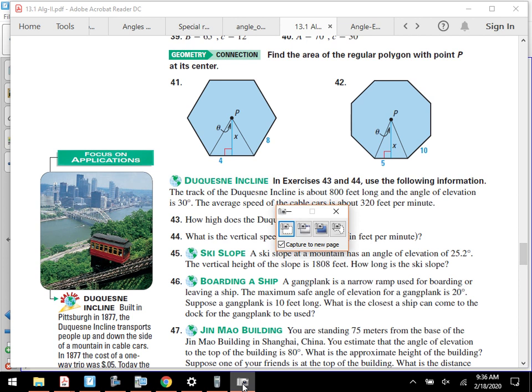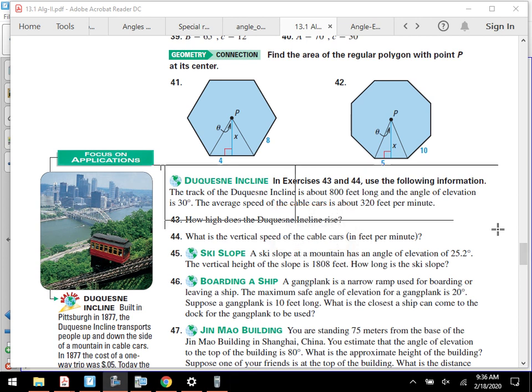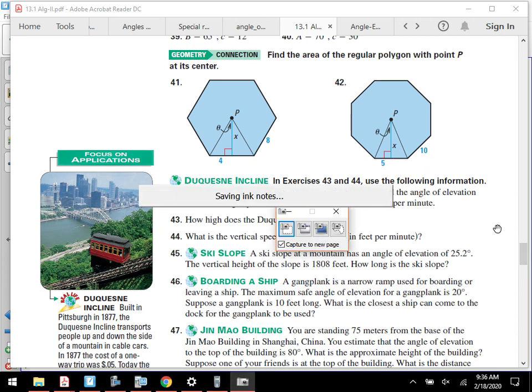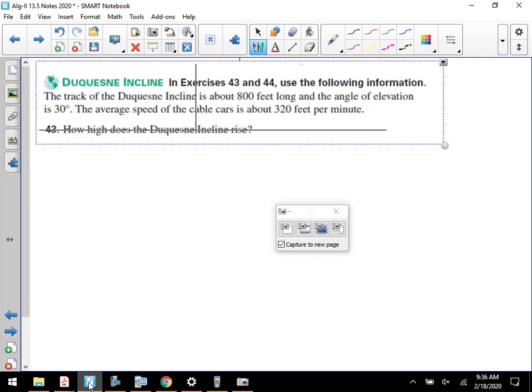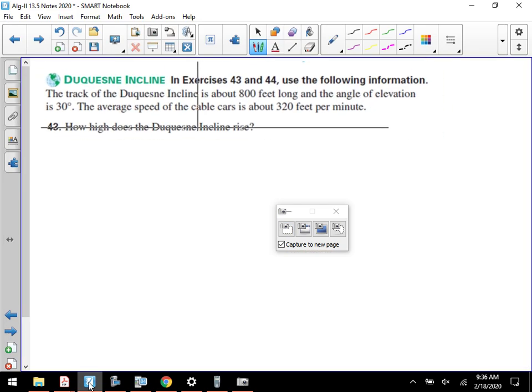So again, guys, we got a lot to do today. So let's see here. This one will tell you you have an incline. The track of the incline is 800 feet long. The angle of elevation is 30. How high up does it go? Well, the track is the incline. How high up does it go with an elevation of 30? That's your height. If your incline is here at 800, isn't that across from the 90 and the 30, 60, 90? Yes. What's half of 800? There you go.